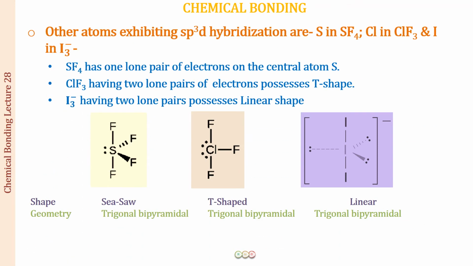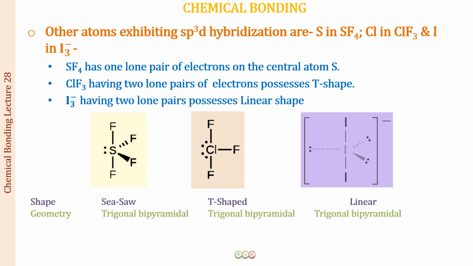So now we have a few more examples of the sp3d hybridization, where the lone pair of electrons is now also involved. So what you will have to again see is how many electron density areas are there around the central atom, and if they are 5 in number, we will be having sp3d hybridization.